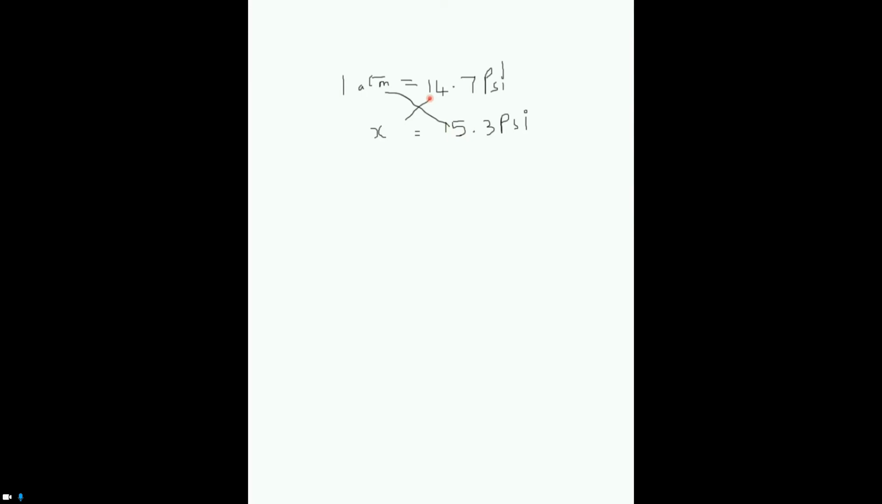So X is equal to 15.3 into 1 divided by 14.7. Am I right? So this is how you predict the value of X if you want to convert. This is the same for all conversions.